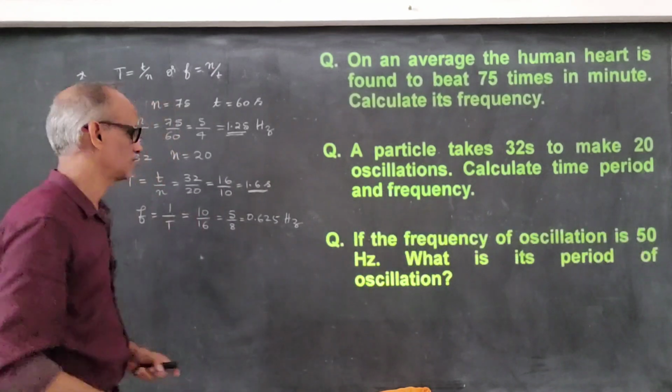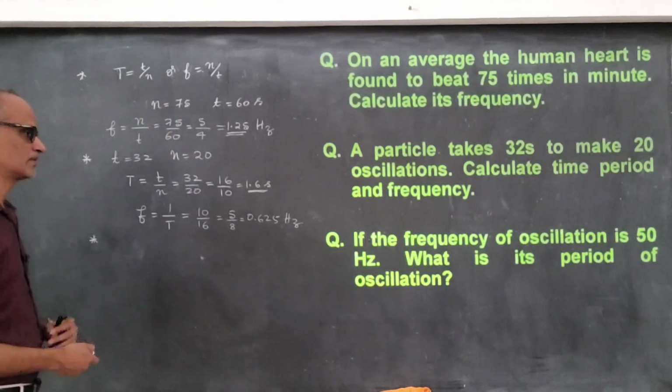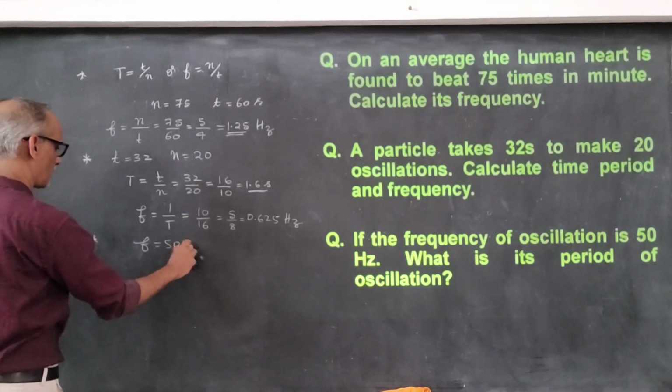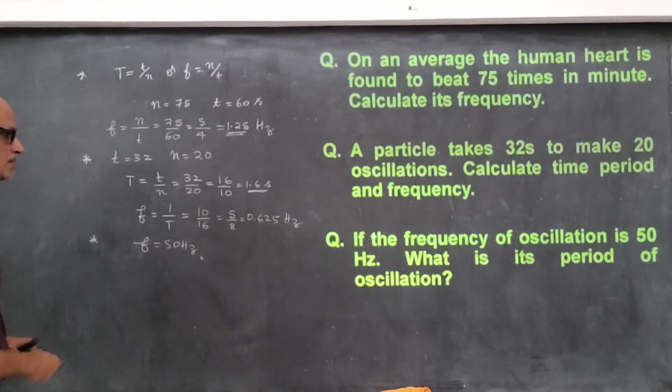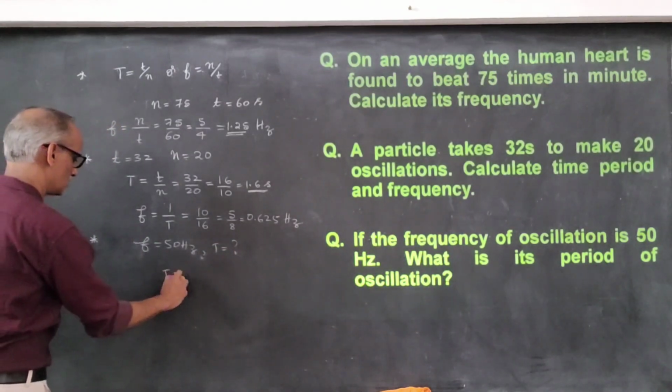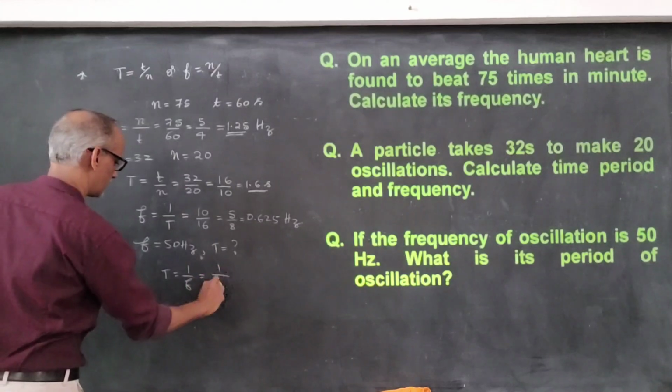Let's see one more question. If the frequency of the oscillation is 50 hertz, so frequency is given as 50 hertz, what is the period of oscillation? So you have to calculate the value of T. T is equal to 1 by f, which is 1 by 50.